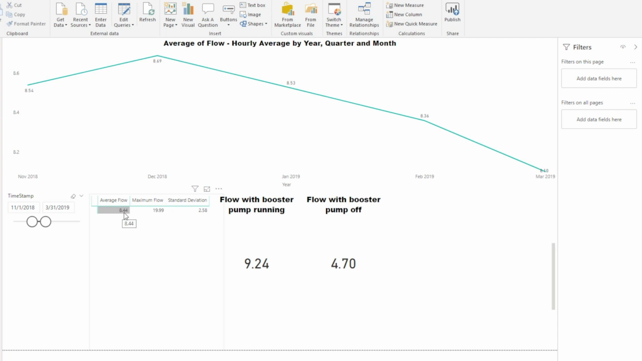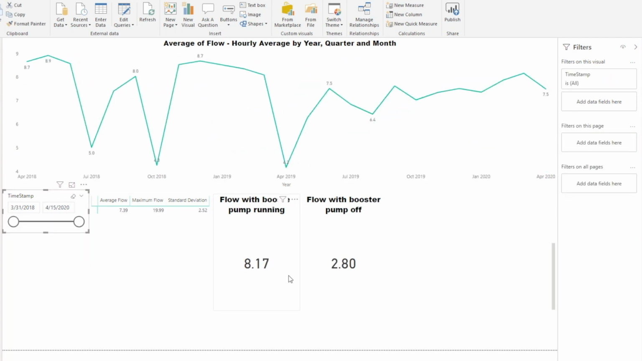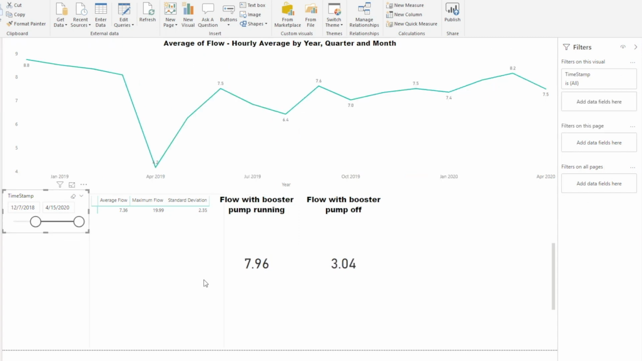And maybe that's why they're red, because if you look, we get about half the production if we have the booster pump off, right? And so really, let's go back to the whole data set again real quick. If you look at this, I set up a couple of cards here. That's what this graphic is. And I set up a filter on it that says, hey, the run indication for the booster pump, if it's true, give me the average of the flow for the entire data set that I'm looking at. So as I slice it, that number changes based on the data that I'm looking at.